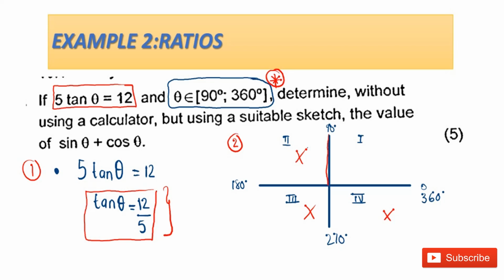What do we know? All students take care. Where is your tan function positive? Your tan function is positive in the third quadrant. Okay, so that is our diagram. How would you now get your theta? So your theta is from the positive x-axis, moves in an anti-clockwise direction to there, right? So that is our angle theta.